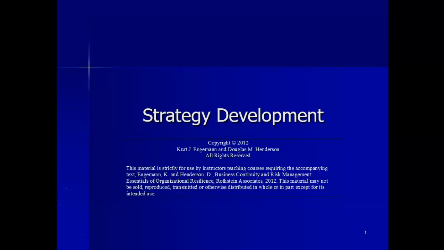Welcome to the Risk Management Chapter 5 lecture. I'm Dr. Bill Perkins, and today we'll be covering strategy development. And the material for this lecture was taken from the textbook Business Continuity and Risk Management, Essentials of Organizational Resilience by Kurt Engemann and Douglas Henderson. So we're going to get started.